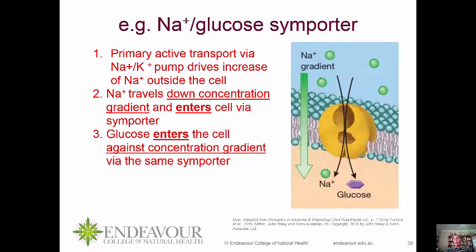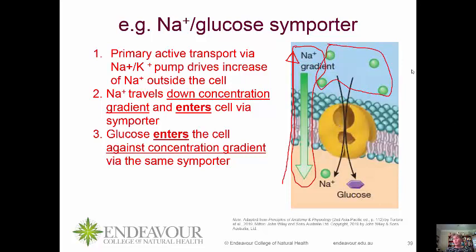Okay, so we've got here the normal gradient: more sodium on the outside and less on the inside. What happened though, as a result of the primary active transport, is that the pump moved sodium to the outside. So now we have a lot of sodium on the outside, more sodium on the outside than the inside.